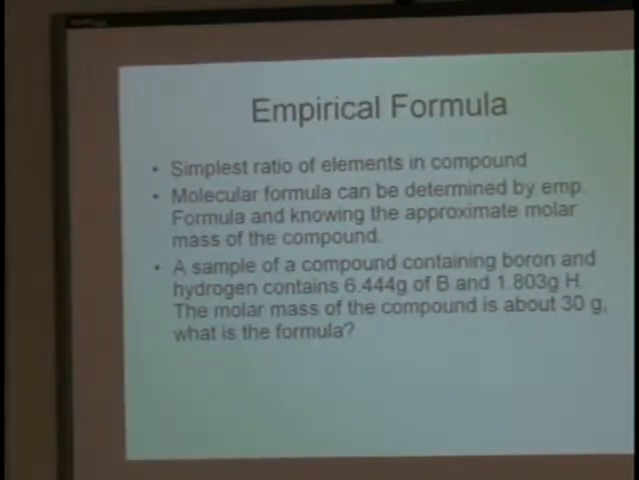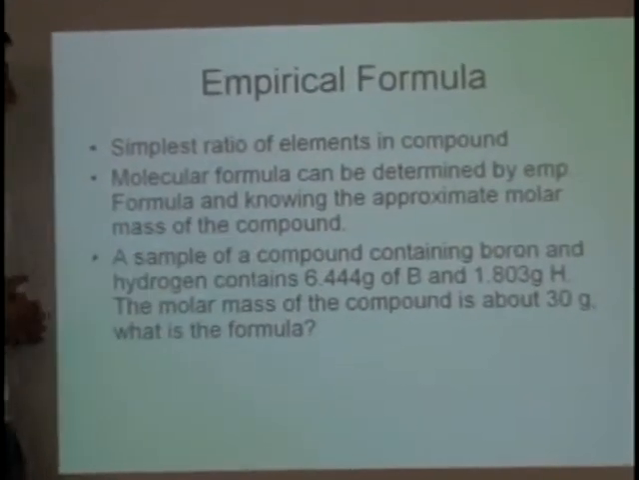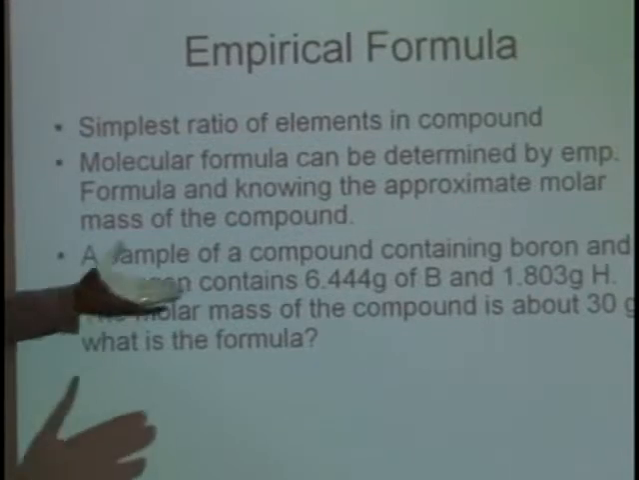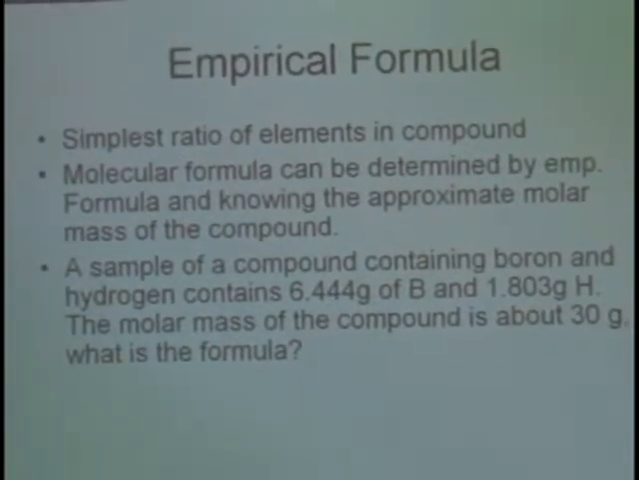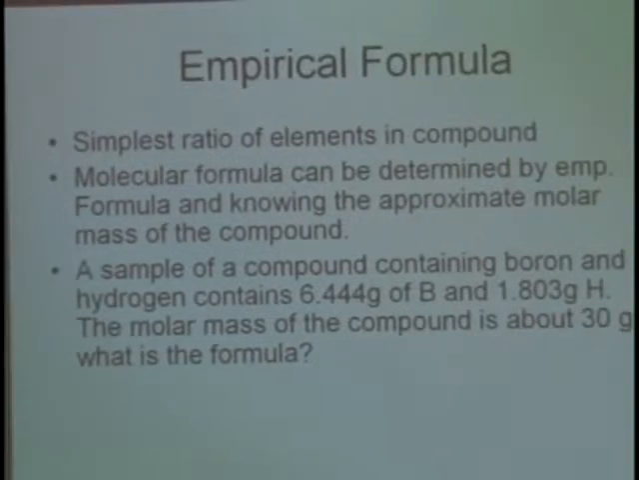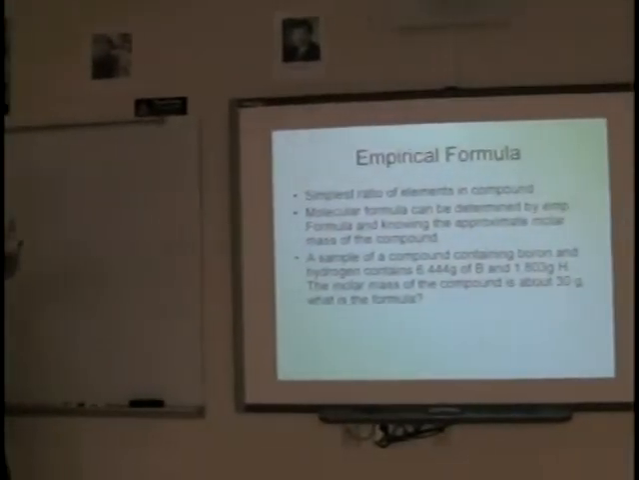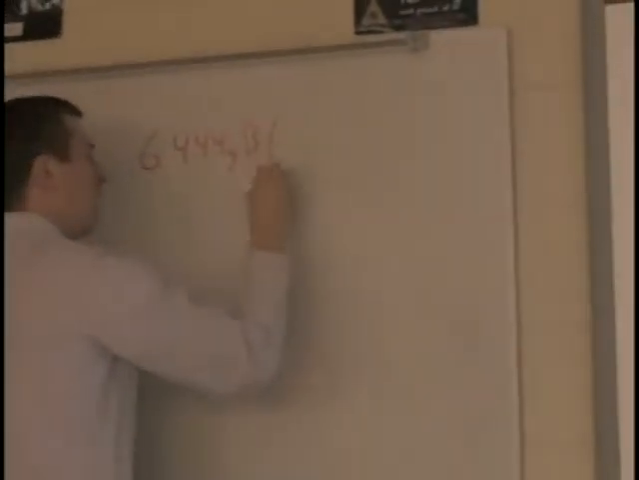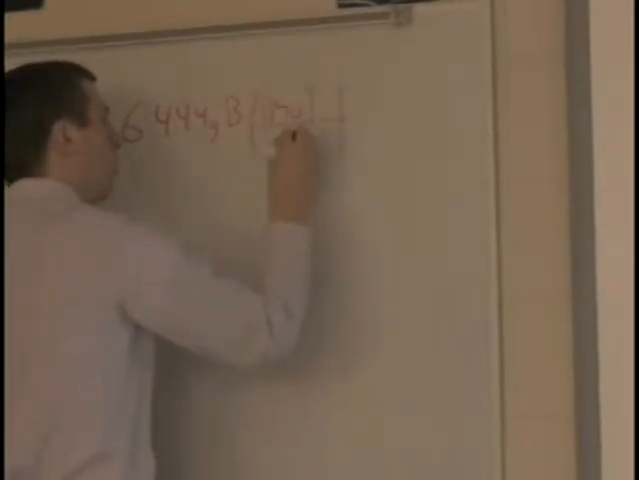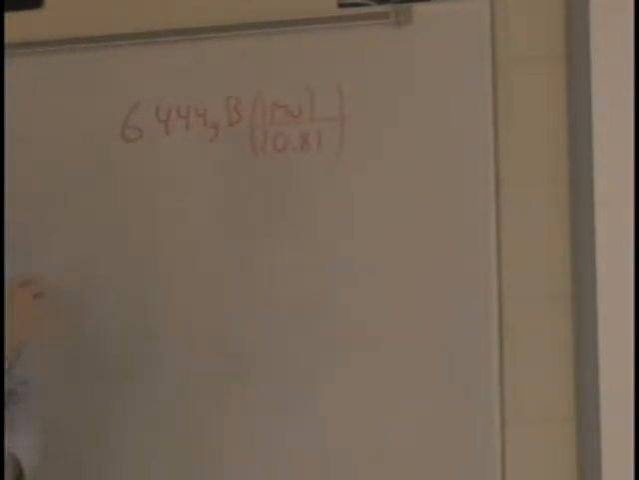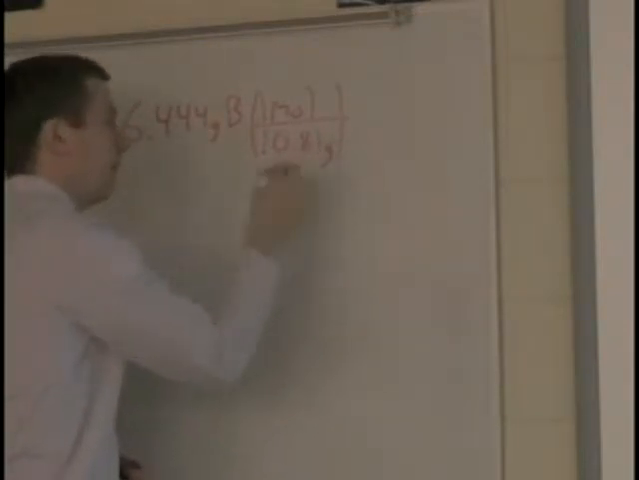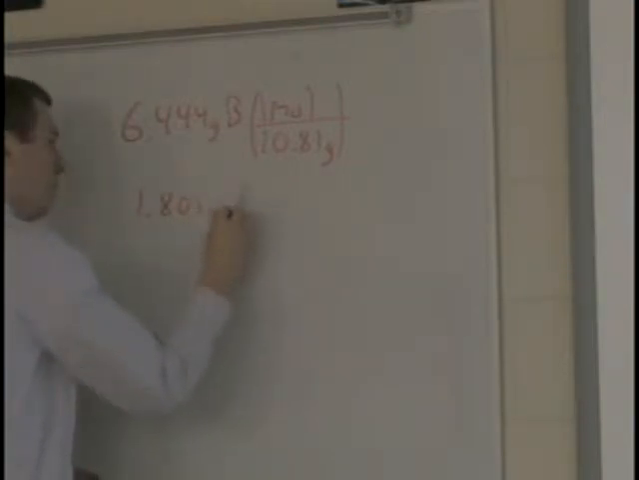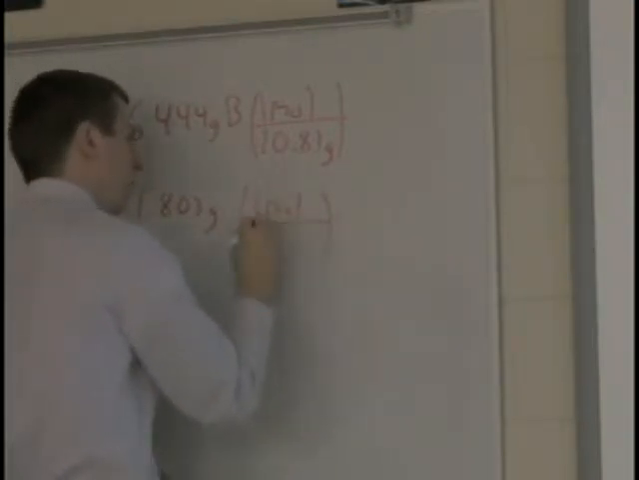A sample of a compound containing boron and hydrogen contains 6.444 grams of boron and 1.803 grams of hydrogen. The overall molar mass of the compound is around 30 grams. What is the formula? We cannot compare grams to grams directly. So what we have to do is first convert to moles. So if I start with 6.444 grams of boron, I'm going to convert that to moles. 1 mole over 10.81 grams. I'm going to do the same thing for my hydrogen. Hydrogen gives me 1.803 grams. 1 mole over 1.01 grams.